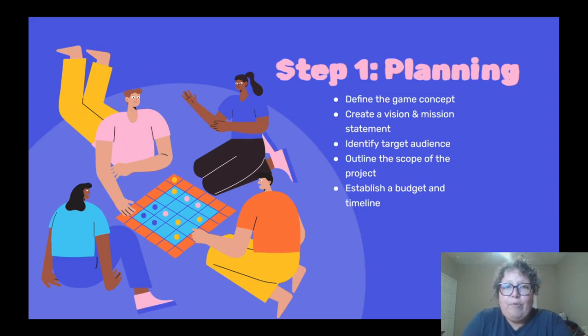So how do you plan a game, or how do you create a game? Step one would be planning. You have to define the game concept, create a vision and a mission statement, identify your target audience, and outline the scope of the project. You also need to establish a budget and a timeline.